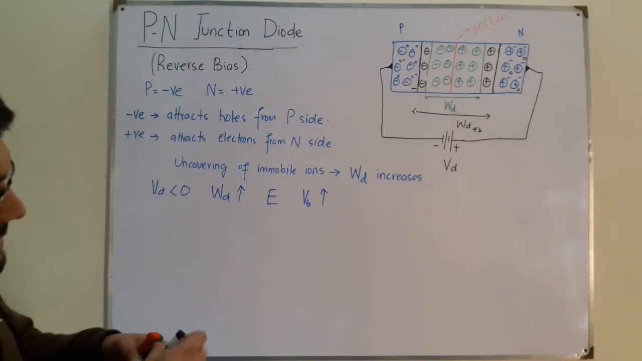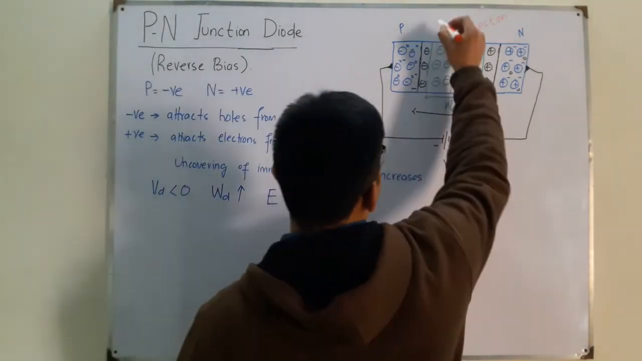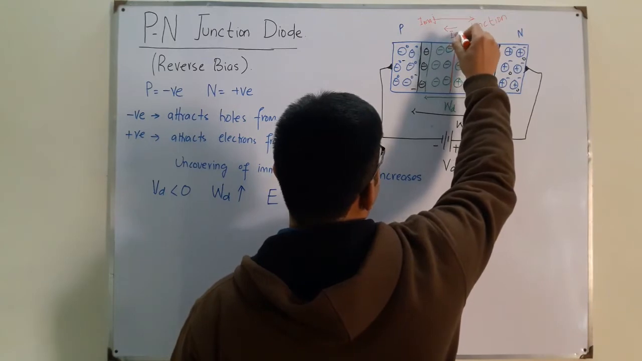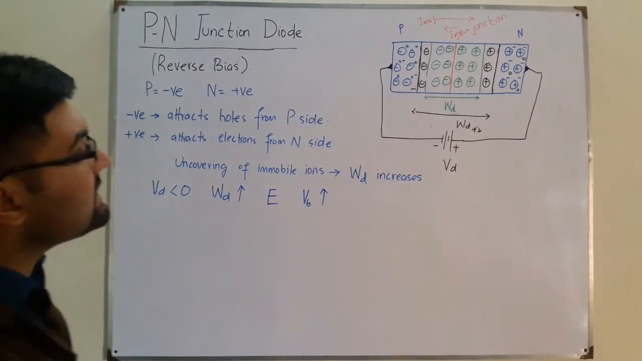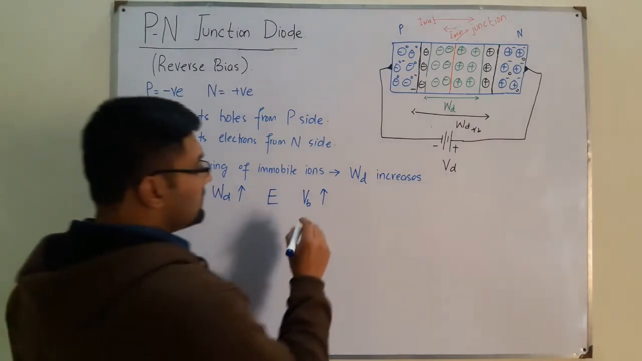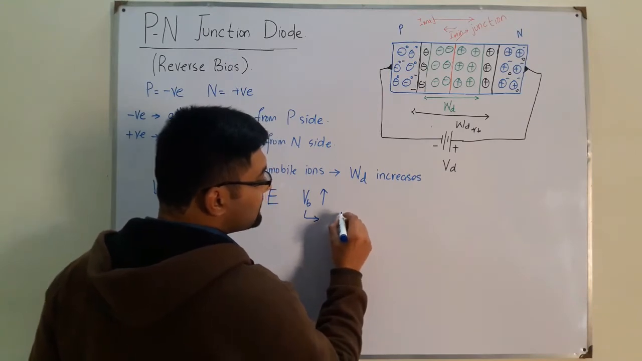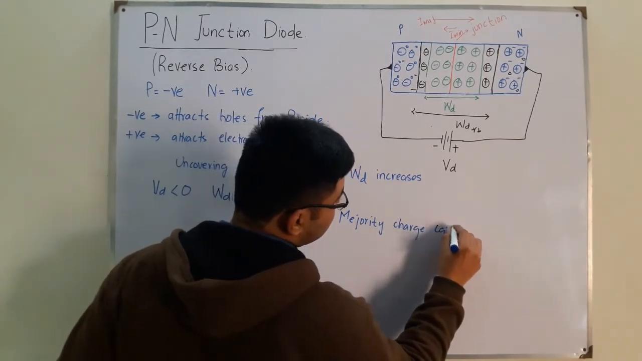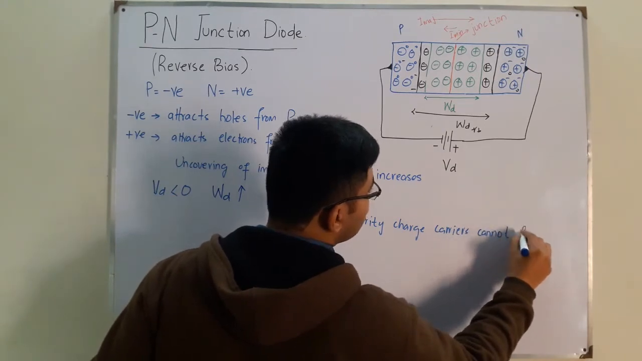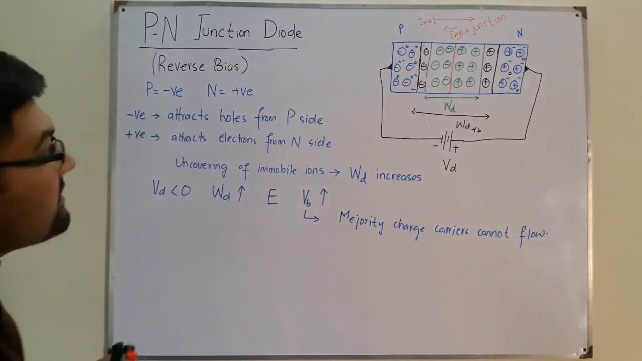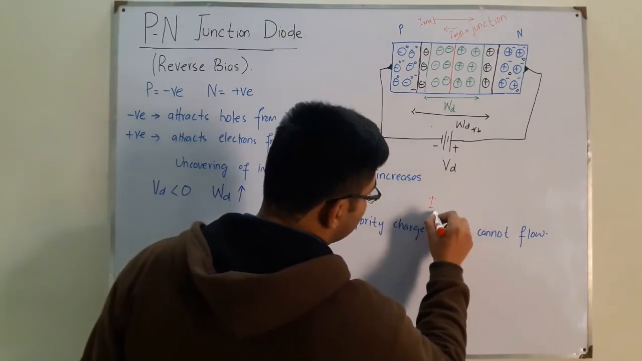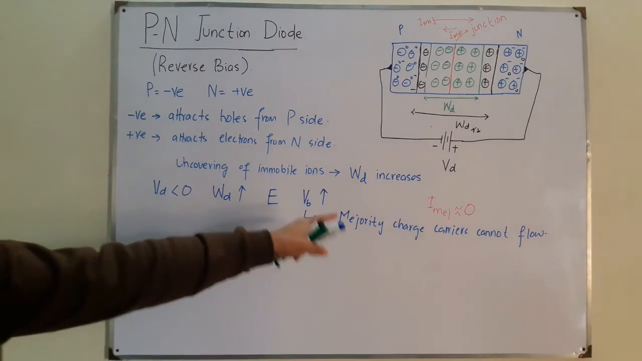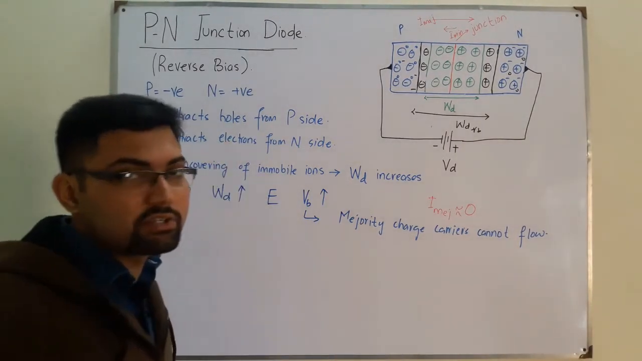Now what happens? The majority charge carriers flow was like this. Let's say from left to right, if this was the majority flow, I majority, and from right to left, we have the minority current flow. So now it has a very increased barrier potential. So, due to this what happens? The majority charge carriers cannot flow because the barrier potential has increased significantly, which makes the I majority approximate to zero. In the ideal case, we consider the majority current, that is the diffusion current, as zero in the reverse bias state.